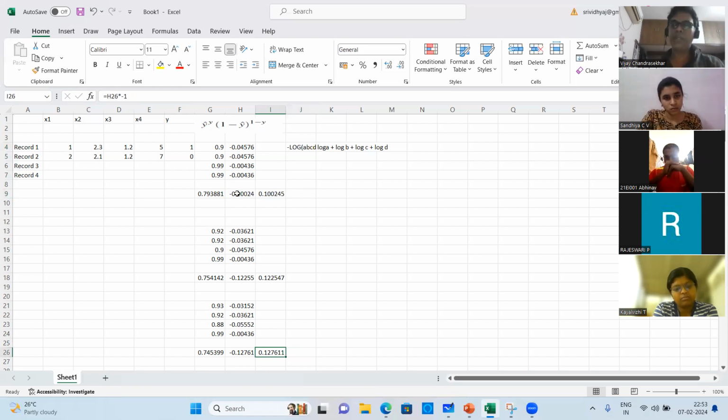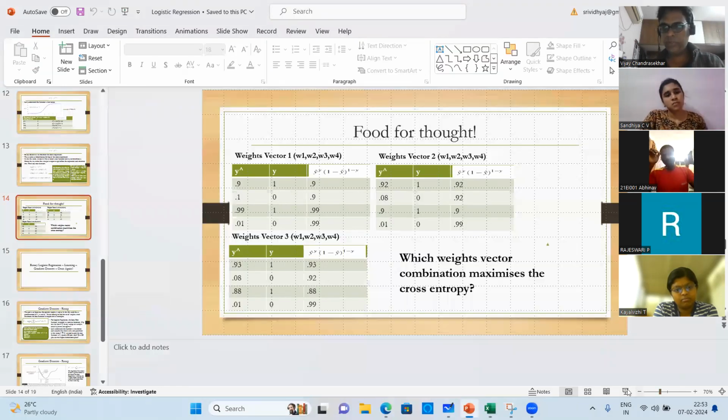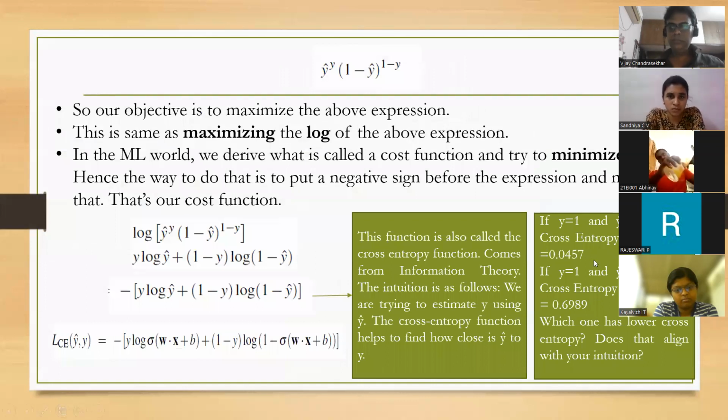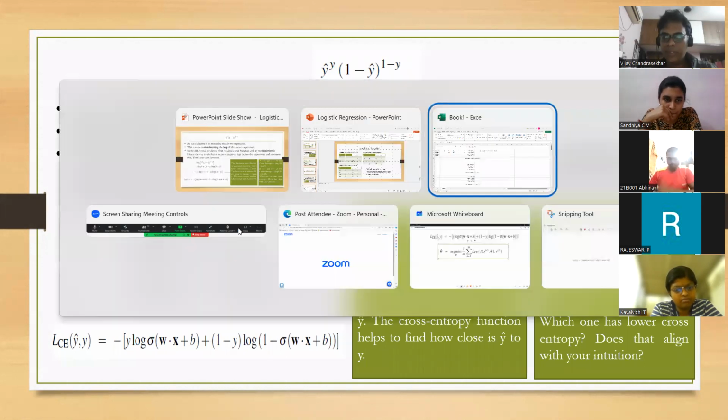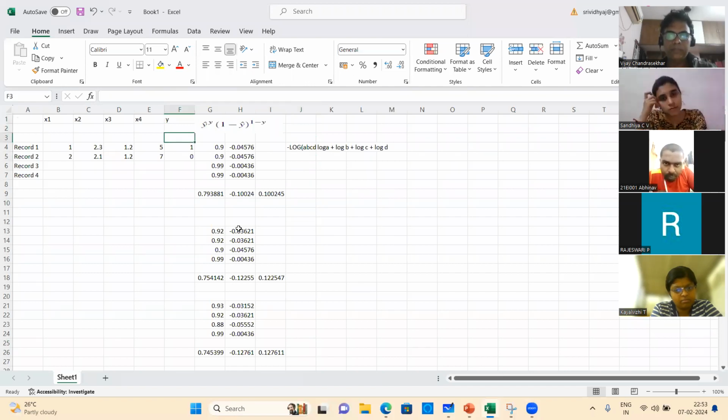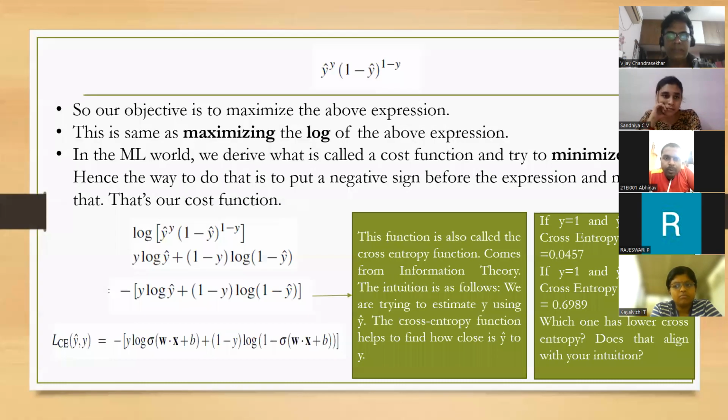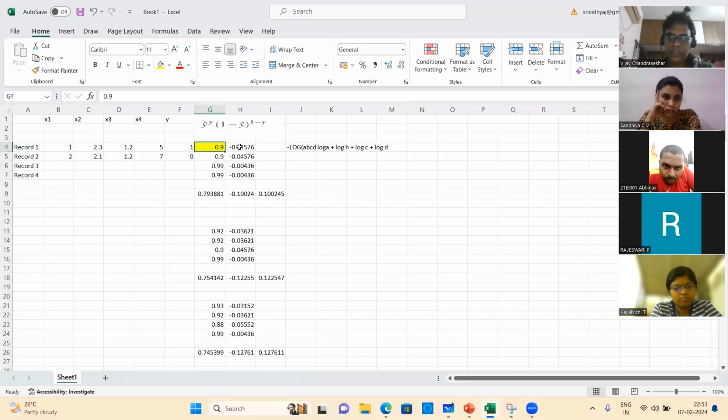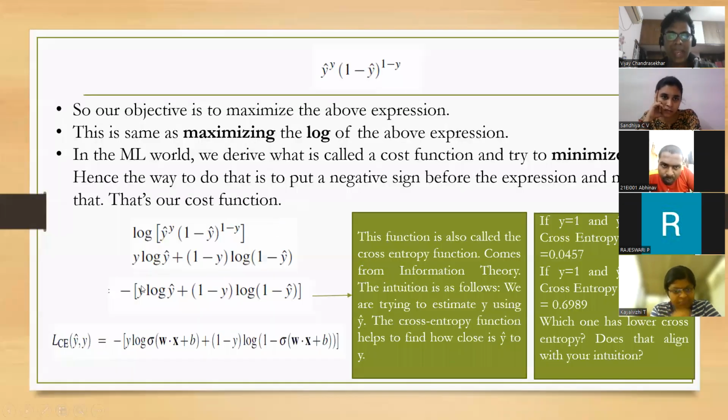And then do I maximize or minimize now? I minimize, right? So if you go back, we have done something similar here. So if this is for one data point, folks, okay? This is for one record. What you're seeing here is for one record. It's like saying, look, I'm calculating y hat to the power of y into 1 minus y hat whole to the power of 1 minus y, which is essentially, say, this number. Then I take the log, which is this number, and then I change the sign.